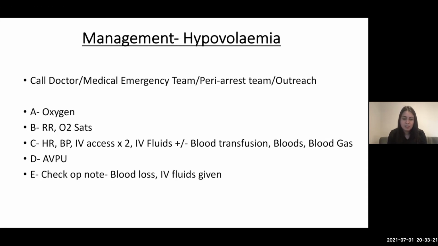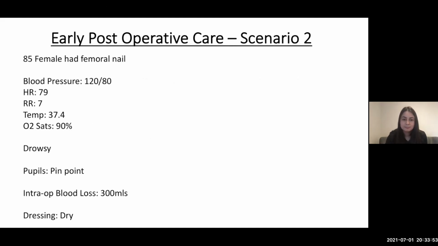So check the operation note, check how much blood the patient lost in theatre. And if you see 1.5 litres, then you'll be thinking this is why the patient's like this. And you want to look in the anaesthetic chart to see how much IV fluids has been given. So the main treatment for hypovolemia: get IV access with cannulas, get IV fluids, probably going to get some blood, I would, and do some blood tests to see where you're at. And at the beginning, calling the doctors, calling the medical emergency team.